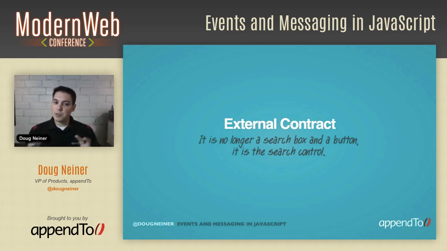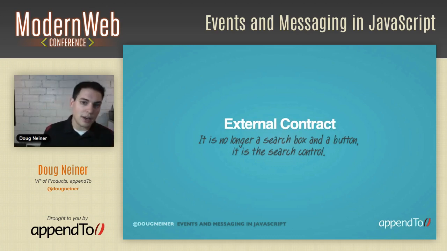As soon as your search box and button reaches out to a parent element and calls some method it knows about, you've broken the reusability and testability of your code. So make sure you honor that external contract.